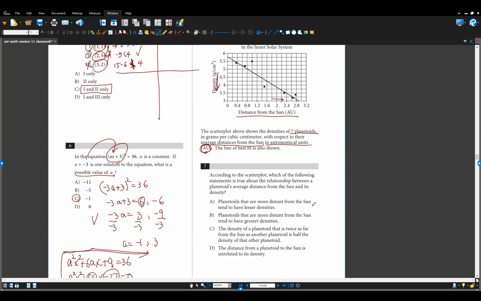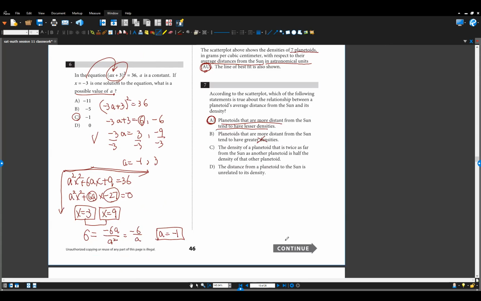Okay, which is the answer? The more distance from the sun, the tendency is to have less density. Oh, this is correct, right? We already got the answer over here, because that is a negative slope. Okay, yeah, that is correct. It's less than, it's not twice. Okay, all right.